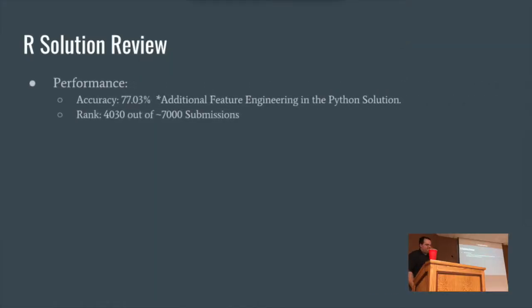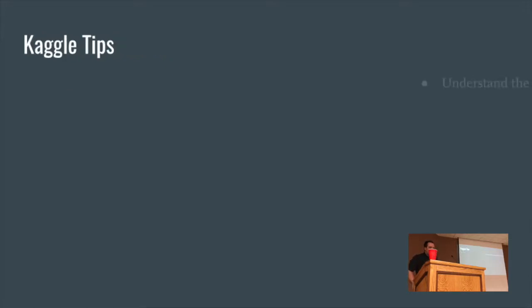Like I was saying, I got 77.03 on the R version. And I didn't do the additional feature engineering, and I wonder if I changed the way I'm doing categorical, if I would get that even a couple ticks higher. That got me around 4,000 out of 7,000 submissions. So, okay, we're almost there.